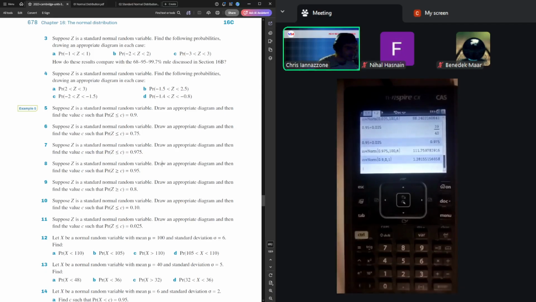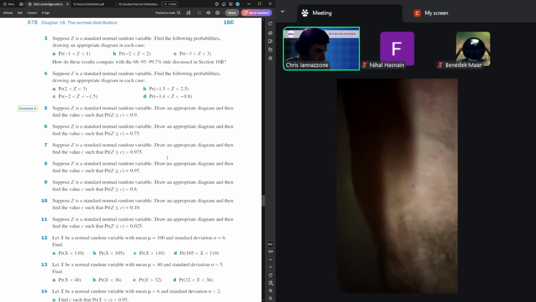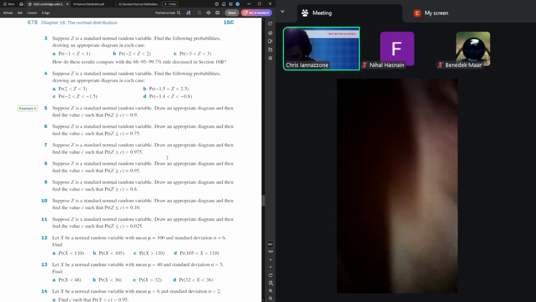Okay, so question 6, question 7, those are the same basically. You just redraw it to say 75% or 97.5%. When you get into questions like 8 and 9, because the inequalities are pointing in a different direction, we now need to flip things around a little bit. So let's do the first one of those, which is question 8.